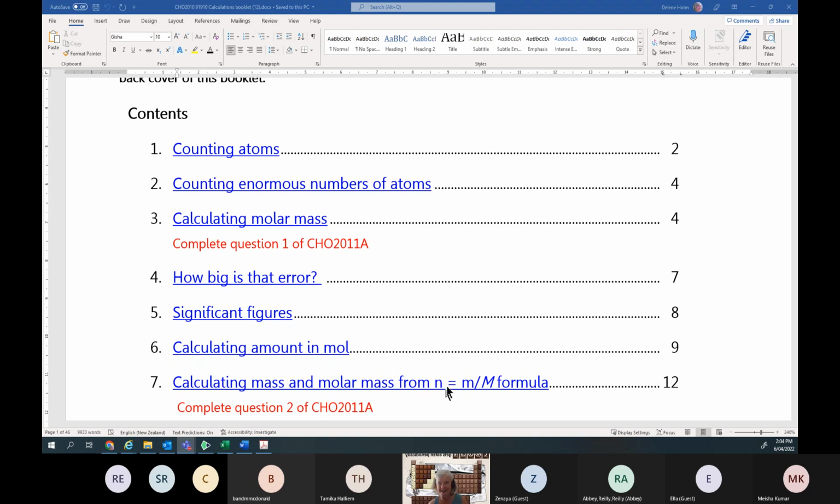The n. Anybody want to have a go? Nobody? If you want to know where the chat is, it's in that little bubble. It should be at the top of your screen. Amount. Thank you, Campbell. So amount is the number of atoms. The m, what do you think m would be? Anybody want to have a go? The mass, great. And the capital M? The molar mass, great.